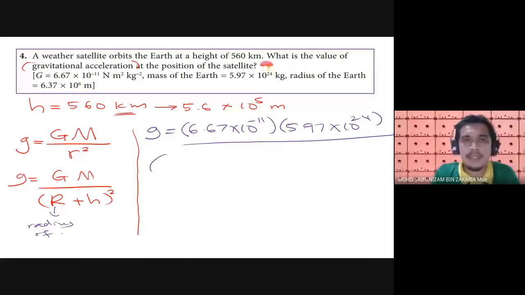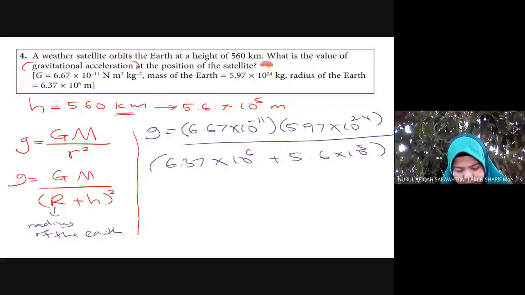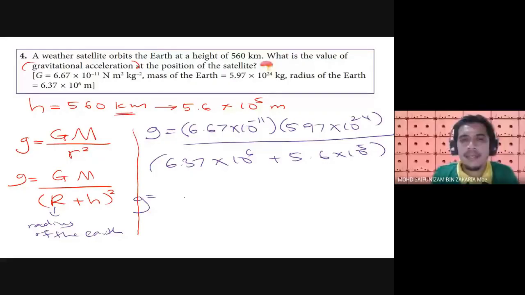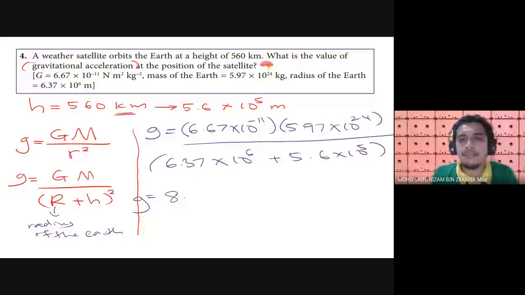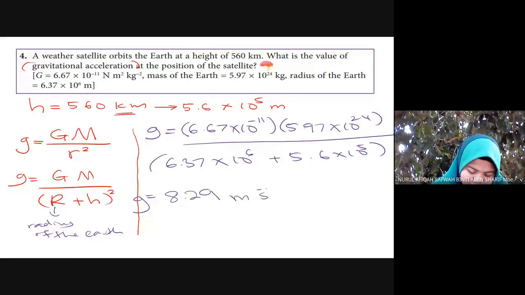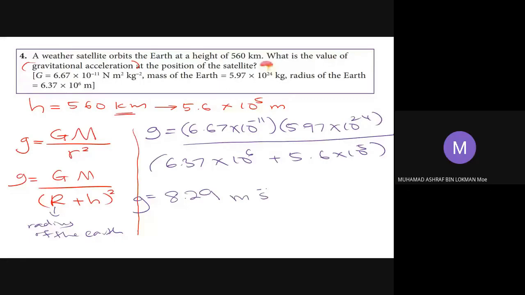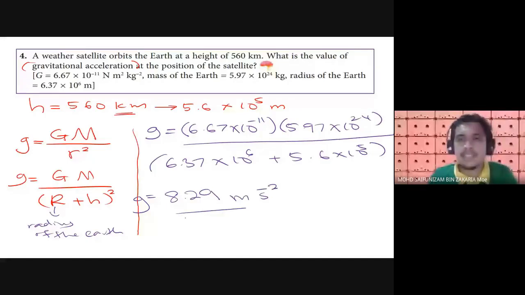Okay, so the radius of the Earth is 6.37 times 10 to the power of 6 plus 5.6 times 10 to the power of 5. So the final answer, g equals 8.29 meter second to the power of negative 2. Do all of you get this answer? Yes. Okay, so if all of you get the same answer, it is correct.